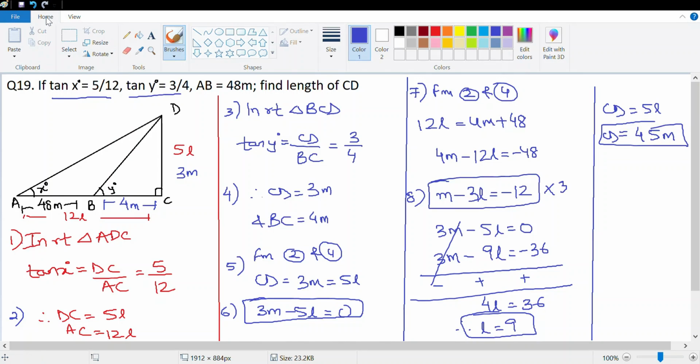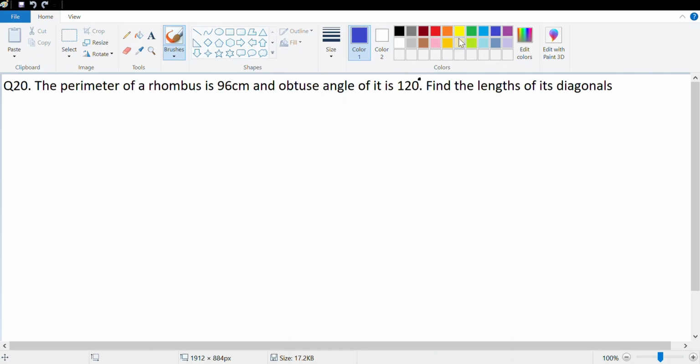That brings me to the last question of this chapter. The last question of this chapter is question number 20. The perimeter of a rhombus is 96 meter. Let me just draw a rough diagram quickly. This is a rhombus, which means all four sides are equal. So A, B, C and D is 96.